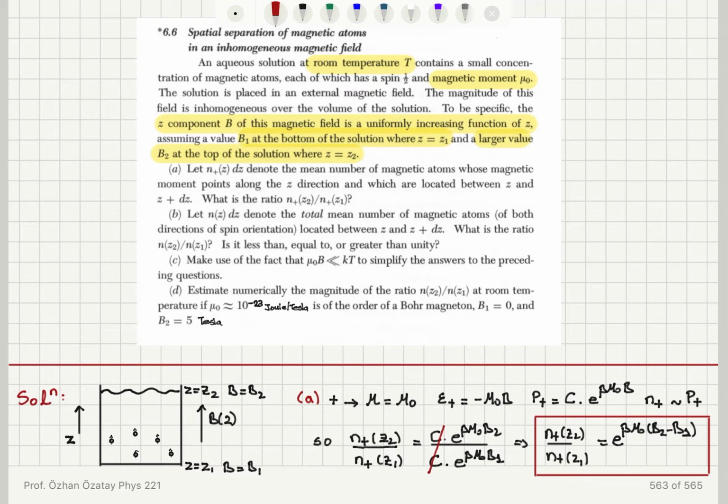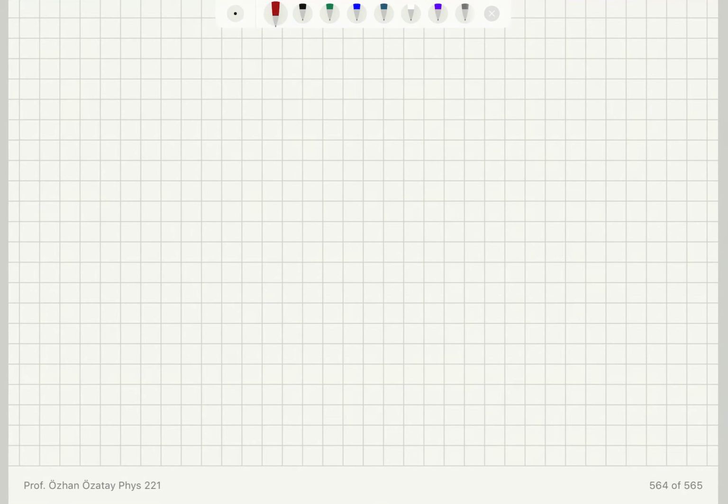Part B, let n of z dz denote the total mean number of magnetic atoms, of both directions of spin orientation, located between z and z plus dz. What is the ratio n at z2 to n at z1? Is it less than, equal to, or greater than unity? Okay, so let's take a look at the total number. We already know n plus, but we should know n minus.